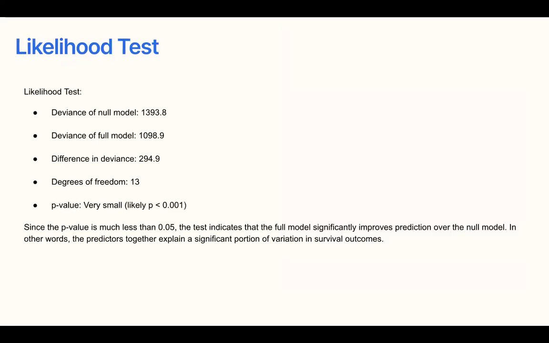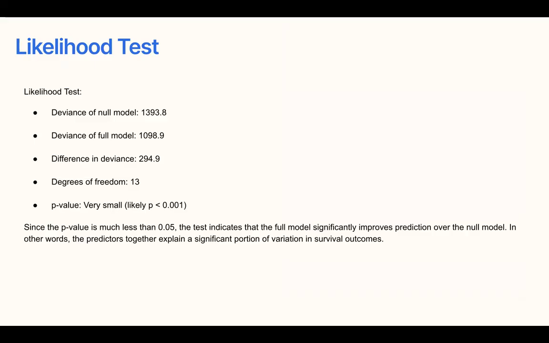Along with this, I would like to conduct the likelihood test, which helps us evaluate whether the model with predictors performs better than a model with no predictors. The null deviance was 1393.8, which assumes that no predictors were used. The full model deviance shows us that after adding MFH, age, and the disability indicators, it dropped.